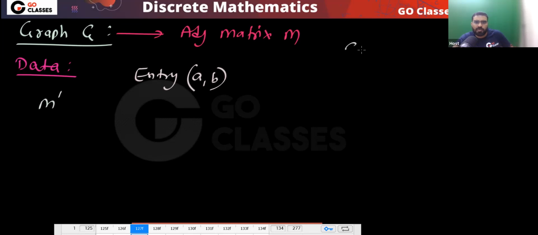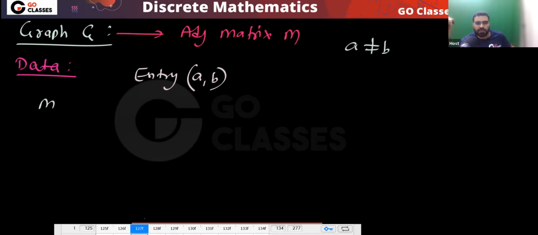Let's assume a comma b are different, because if they are the same, then what is the distance? If they are the same, the distance will be 0, right? Yes or no? If they are the same, then the distance will basically be 0. So I am giving you this data.